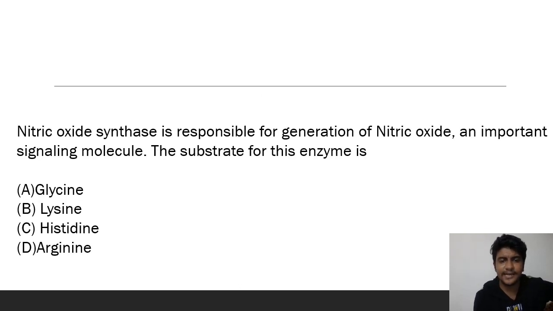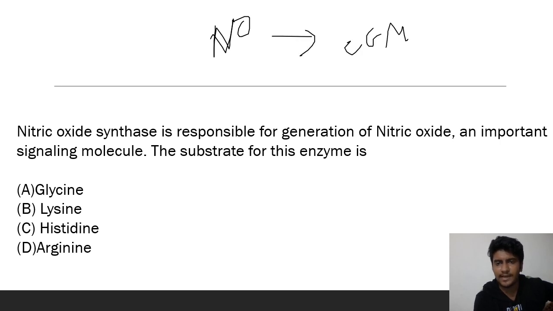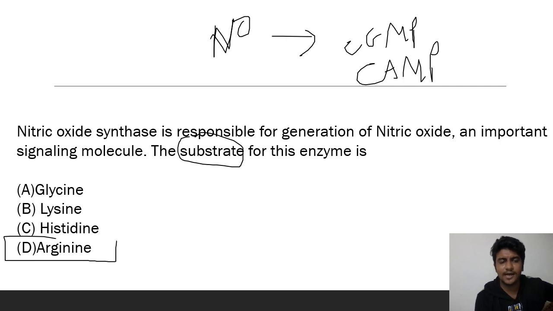Next up, we have nitric oxide synthase, which is responsible for the generation of nitric oxide, an important signaling molecule. This nitric oxide is involved in vasodilation and all. You would have heard about the cGMP pathway and cAMP pathway. So nitric oxide synthase has a substrate. What is the substrate? Which amino acid? It is arginine. Arginine is a very strong amino acid for nitric oxide.